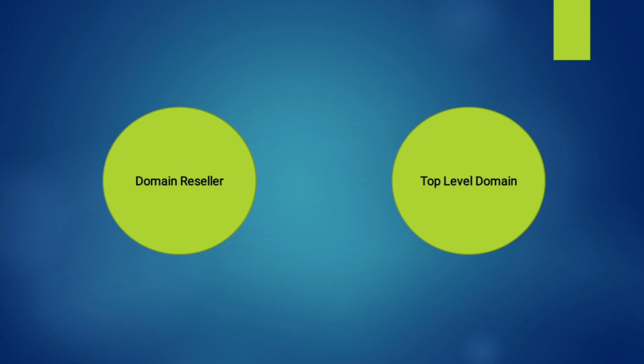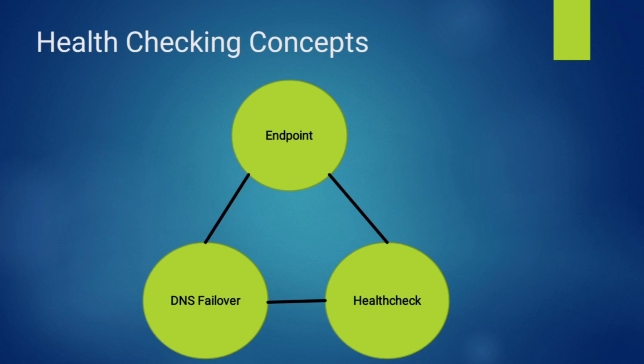Next, we are moving to health checking concepts. Basically, there are 3 concepts: endpoint, DNS failover, and health check. First one is DNS failover concept. It is a method for routing traffic away from unhealthy resources to healthy resources. That is, when you have one or more resources performing the same function, then you can configure the Route 53 health checks to check the health of your resources.